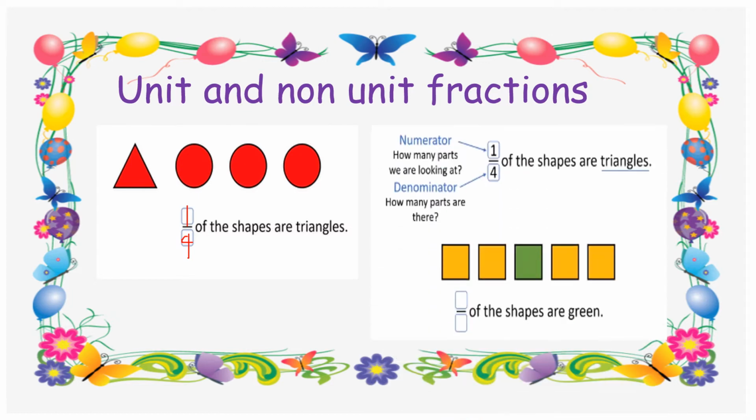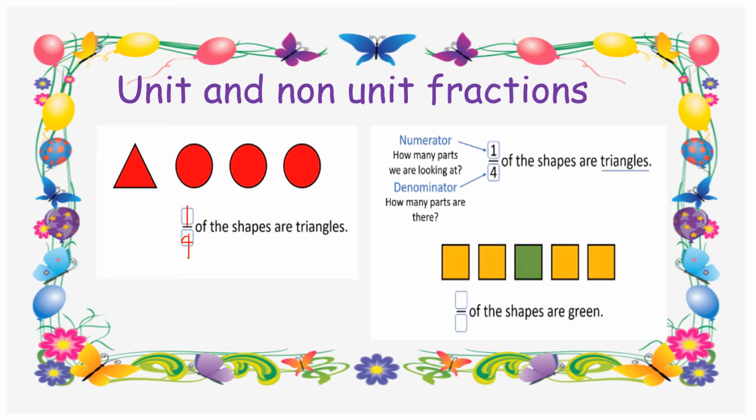Well done if you got this correctly. So remember, our denominator is the total parts there are, the total number of shapes, the total number of parts that is represented, while the numerator is the part we are looking at, the one you are being asked to find. Okay, now have a go at this second set.